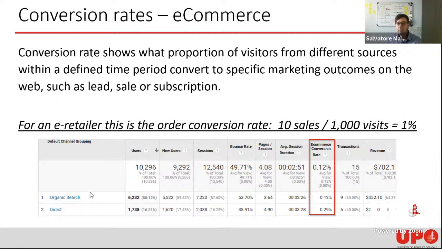Why is it so low? For an e-commerce website, the conversion rate is the number of transactions happening on your site, the purchases. If it's Zalando, the conversion rate is how many people are buying from you.